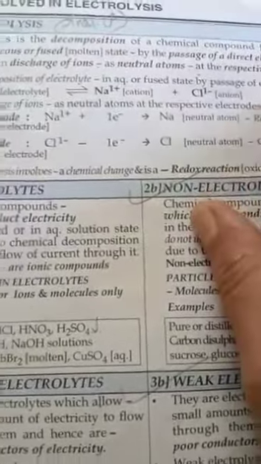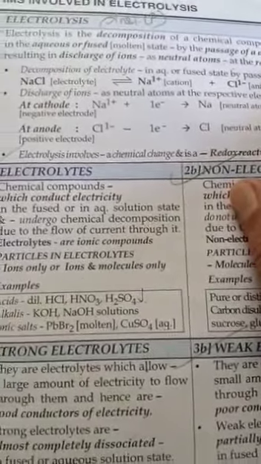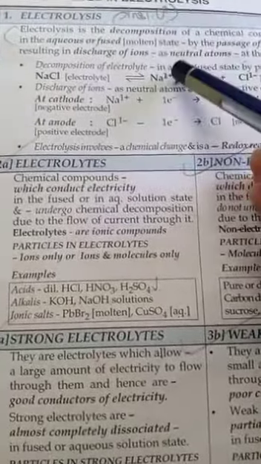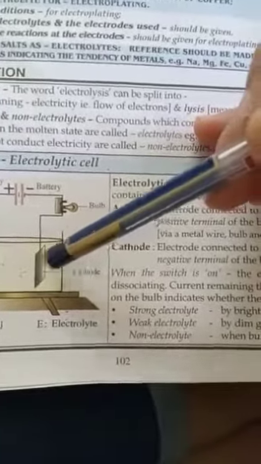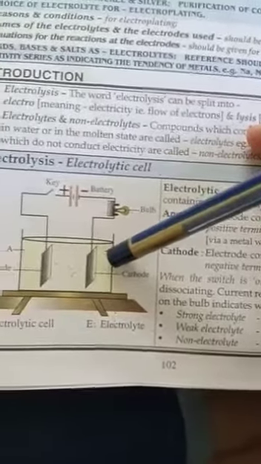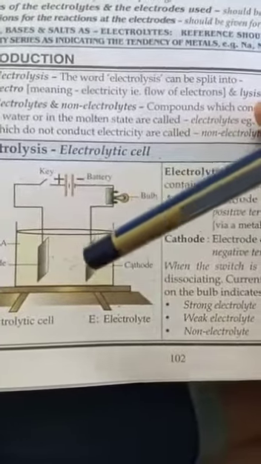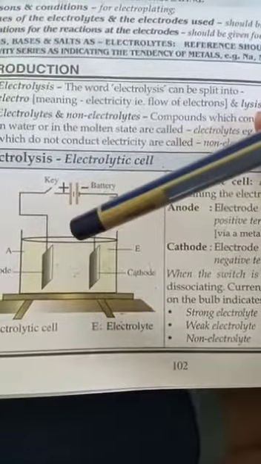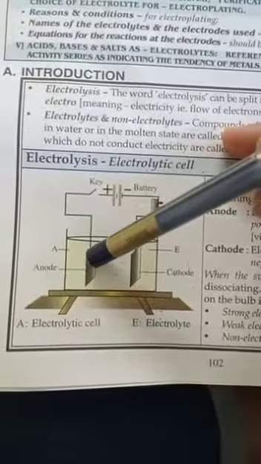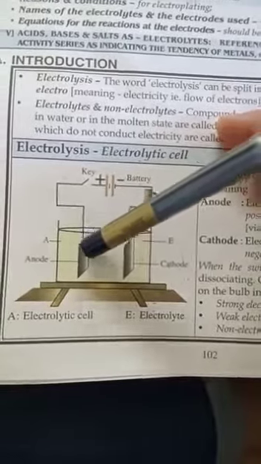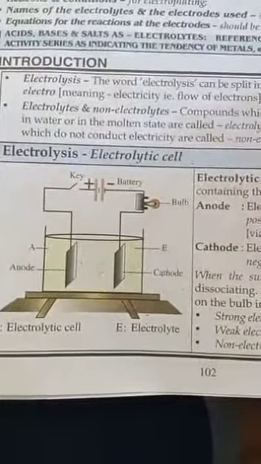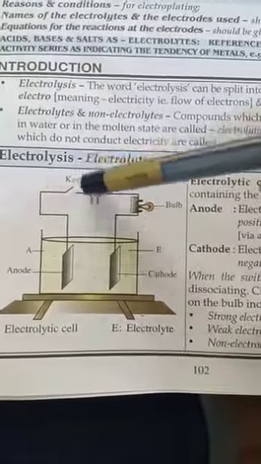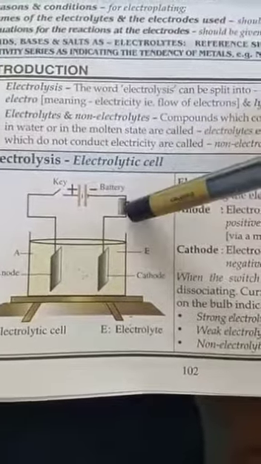Now we know that there is always a strong attraction between positive and negative. That's why the positive ion will move towards the negative electrode, that is the cathode. Means sodium ions will move towards the cathode. And negative ions, anions, chloride ions, will move towards the positive electrode, that is the anode. So remember, A to A, C to C. A to A means anions to anode, cations to cathode.